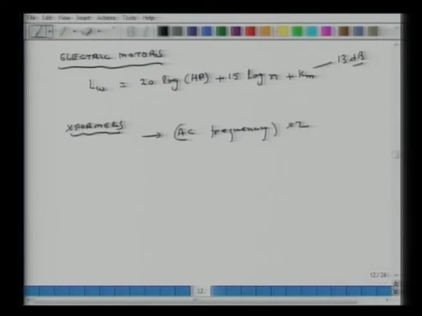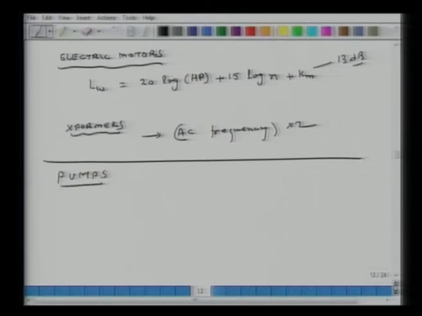Okay. Pumps. So the fundamental frequency of a pump is, N is the RPM, and a lot of these pumps, water pumps or fluid pumps, they have pressure chambers. So whatever number of pressure chamber cycles they have in each revolution, N times NC over 60. And for this, LW is 10 log.